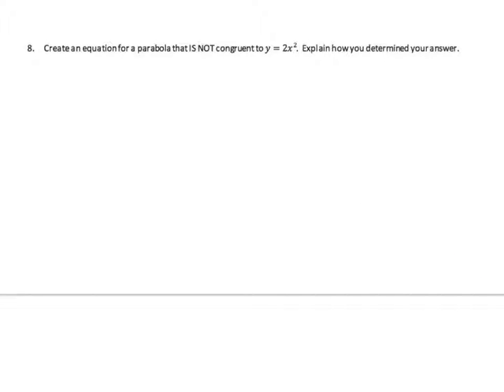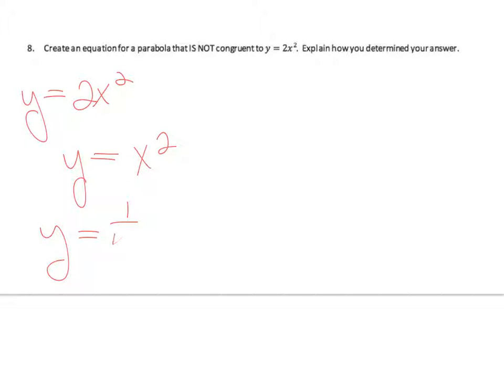Create an equation for a parabola that is not congruent to y equals 2x squared. Explain how you determined your answer. If we're starting out with y equals 2x squared, and I change the distance between the focus and the directrix, then I'm changing my parabola. It's no longer congruent. These are all going to be different. Yes, my variable ending is the same, but my p value is not the same. Therefore, the distance between my focus and directrix are not the same.